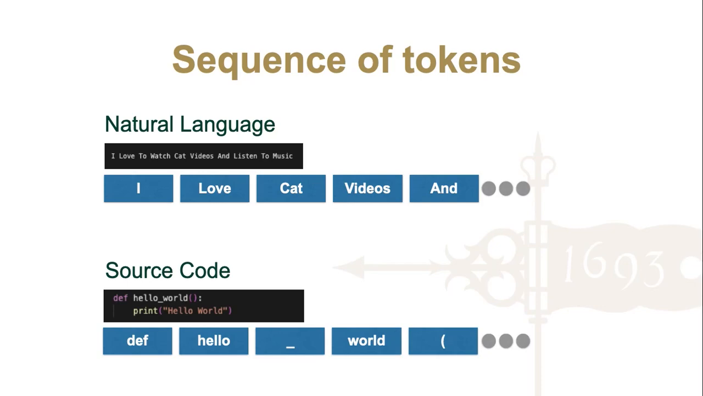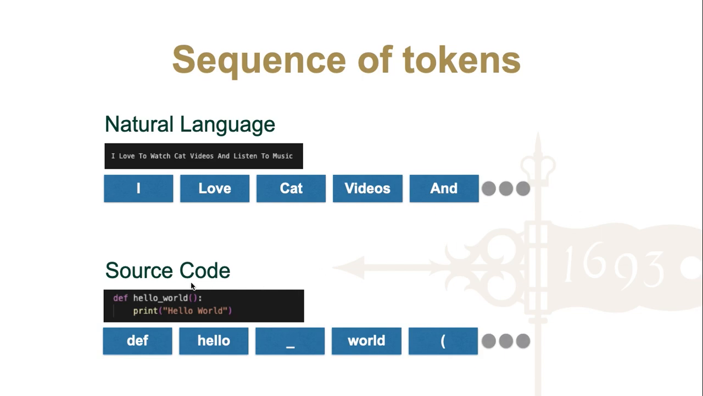A sequence of tokens can be understood as a set of elements that, when combined together, fulfill a semantic meaning. In the context of natural language, we can represent every single sentence as a sequence of words. So for instance, in this sentence, "I love to watch cat videos and listen to music," we can also visualize this information as a sequence of words. We will have "I," "love," "cat," "videos," and so on.